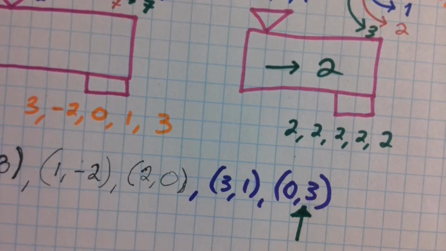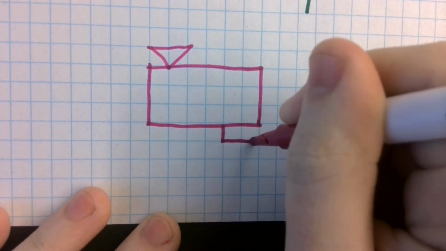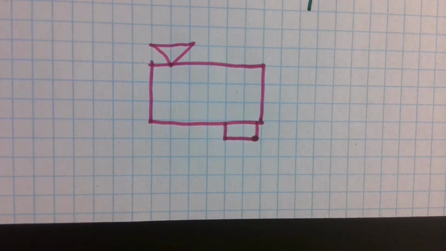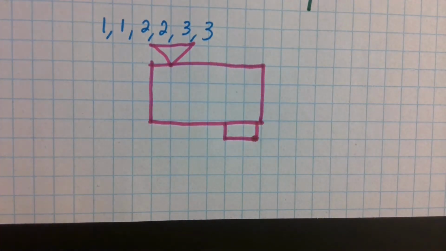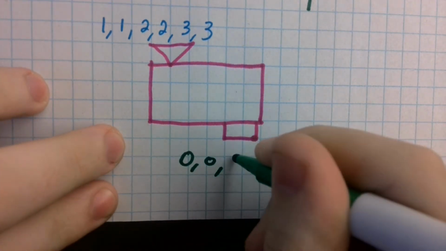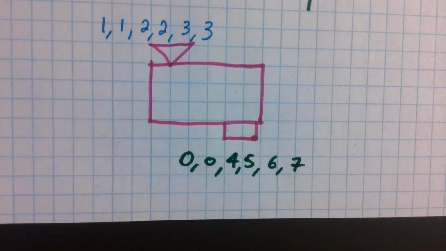One more example I want to try out is this. Let's say I have a function machine where I'm plugging in all the numbers 1 through 5. Well, actually, let's do 1 through 3, but I'll plug them in twice. So I'm plugging in 1, 1, 2, 2, 3, 3. And my outputs, I end up getting 0, 0, 4, 5, 6, 7. Is this a broken function machine?